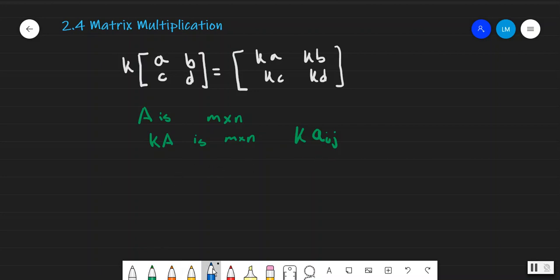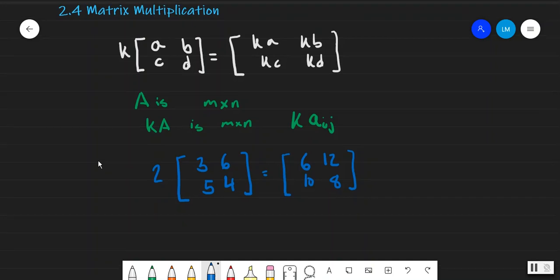So for example, if we had 2 multiplied by the matrix with entries 3, 3, 6, and 5, well, I know that this would equal 6, 12, 10, and then 8, and then that would be it.